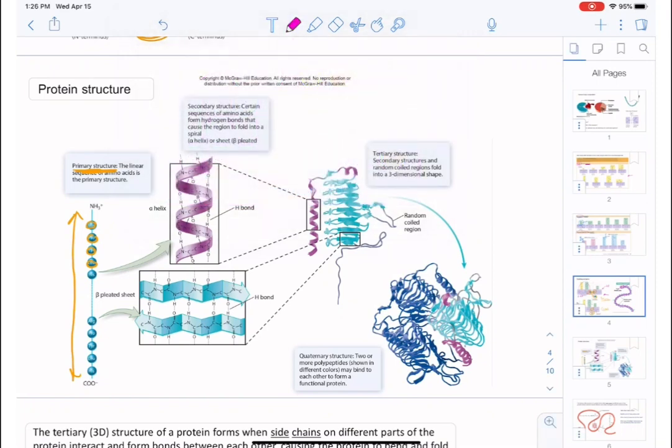The next level of structure is called the secondary structure. And what happens in the secondary structure is you have this string of amino acids, and it starts to make these little, what we call alpha helices here. There's hydrogen bonds that are forming between some of these amino acids here, and it makes this little alpha helix. It can also make these little kinks here, and those are called beta pleated sheets. So that's the secondary structure.